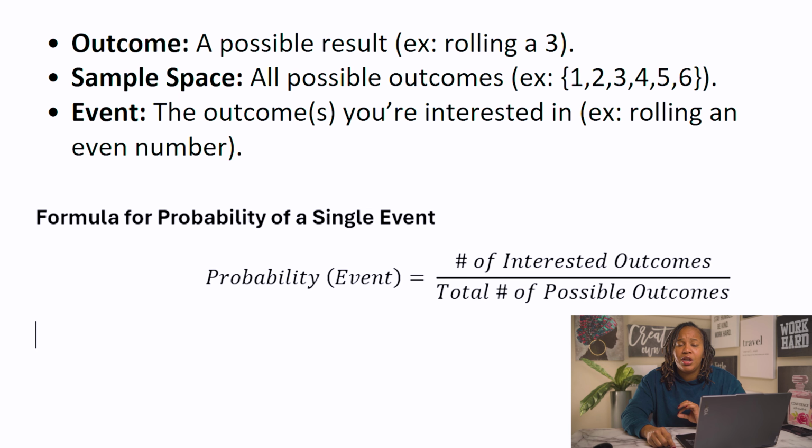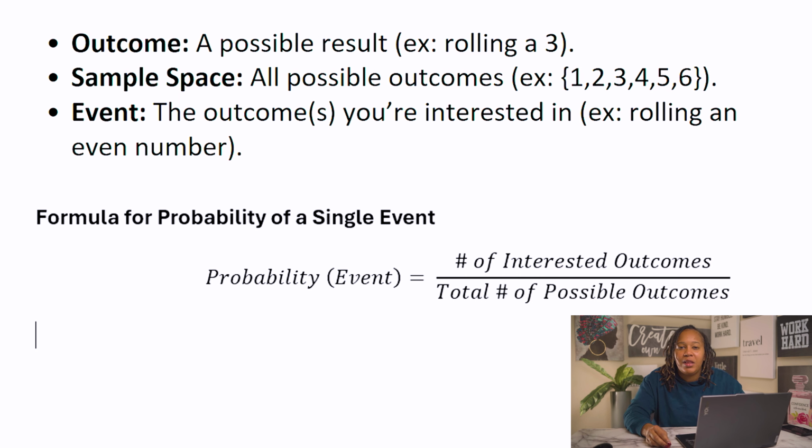And then the last term is event. Event is what we're interested in. Like, we're interested in knowing the outcome of a certain thing. So for example, it could be we're interested in rolling a 3, or it could be we're interested in rolling an odd number or rolling an even number. The event is the thing that we're interested in. And what we're going to talk about in this video is how to find the probability of a single event, one event, because you can also find the probability of multiple events, all right?